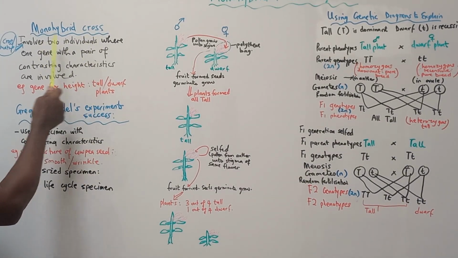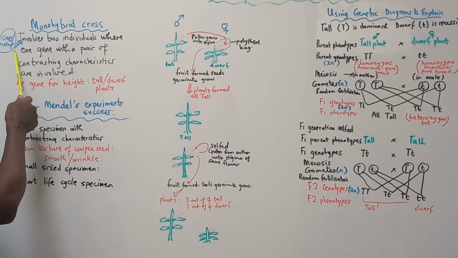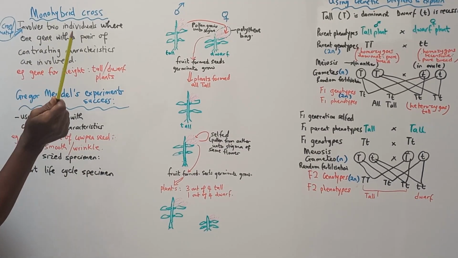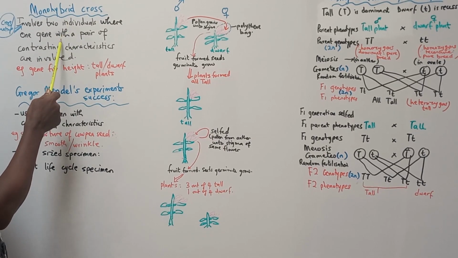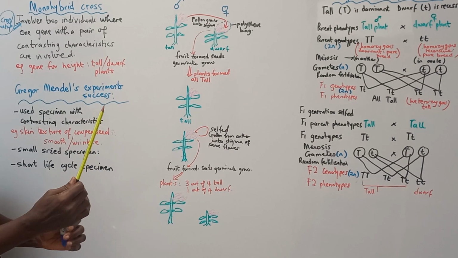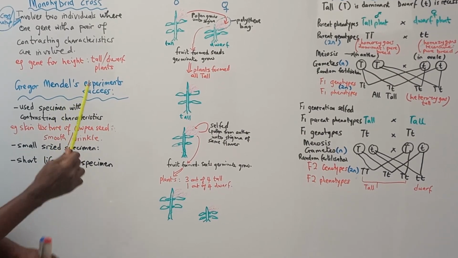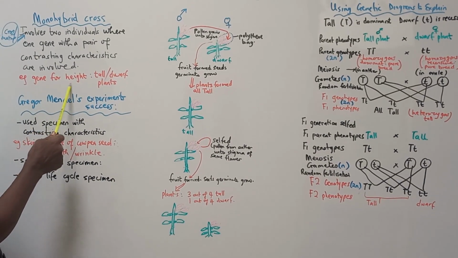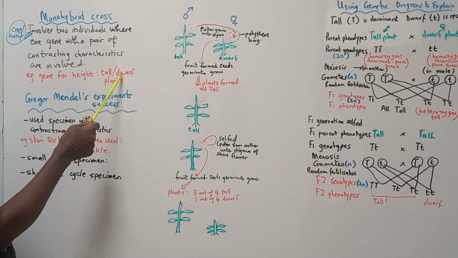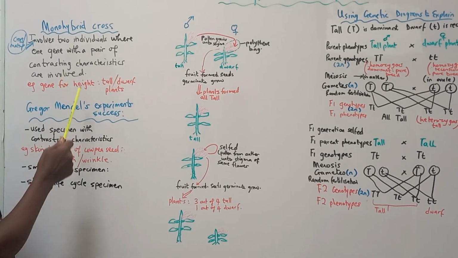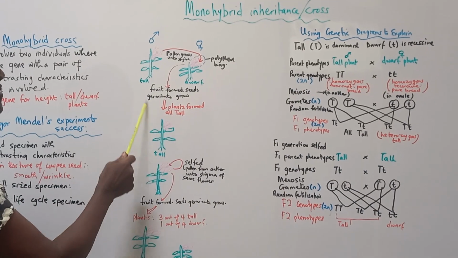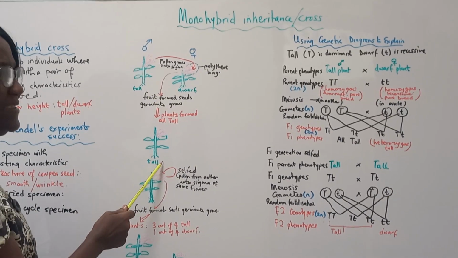A monohybrid cross is a cross or mating that involves two individuals where one gene is considered, and the gene has a pair of contrasting characteristics. The characteristics do not merge at all. For instance, we can have a gene for height with contrasting characteristics: tall and dwarf plants. That is a monohybrid cross. Now, these are some of the simple experiments that are done.